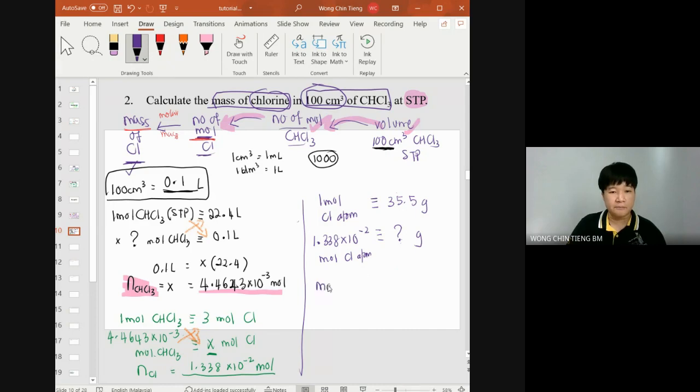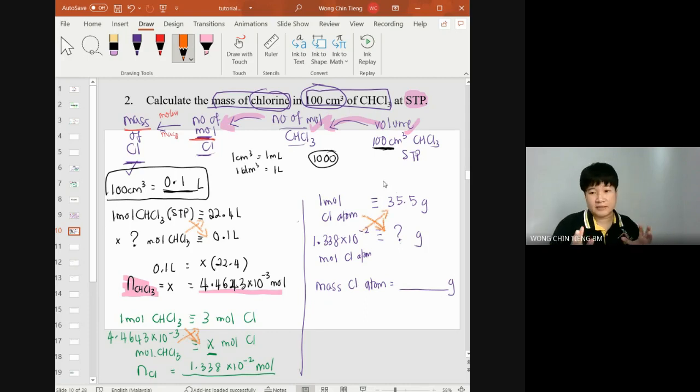And you will have the mass of chlorine atom, and the mass of chlorine atom over here must be in the unit of gram. The method is still the same, we still only need to cross multiply. And by using this method, we have done 2 questions. By using this method, I hope you realize that you have no issue memorizing when to multiply or divide.